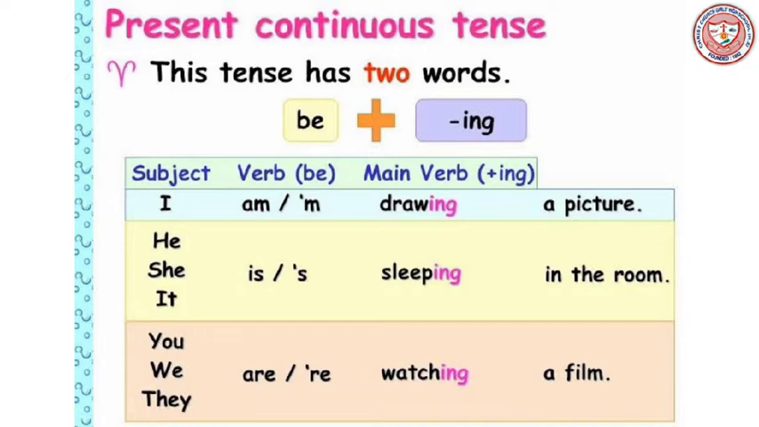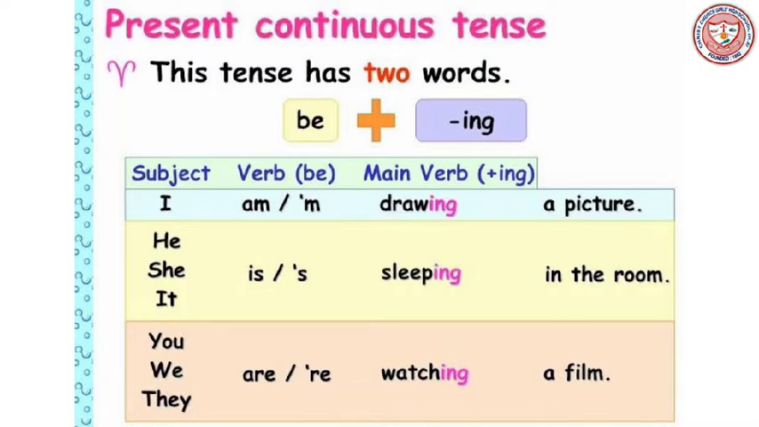Then third person singular number. He, she, it. Singular subject. So we are using is. He is sleeping. She is sleeping. It is sleeping in the room. So what is he doing right now? He is sleeping. Form of be verb plus main verb plus ing.